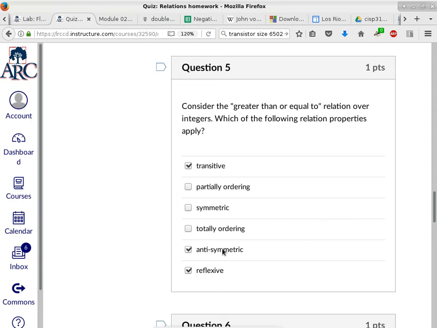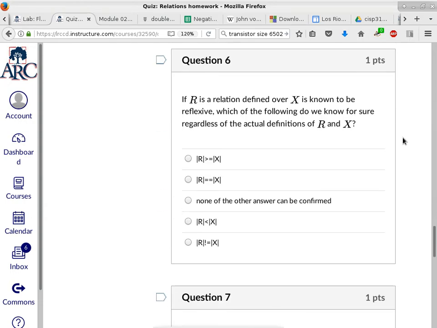And because it is transitive, antisymmetric, and reflexive, it is also a partial ordering. So now the question is, is it also a total ordering? In other words, if I pick any two integers, A and B, can I say that at least we know that A R B or B R A? The answer is yes. At least one of the relations has to exist. So it is also a total ordering. That is for greater than or equal to. Moving on to question number 6.